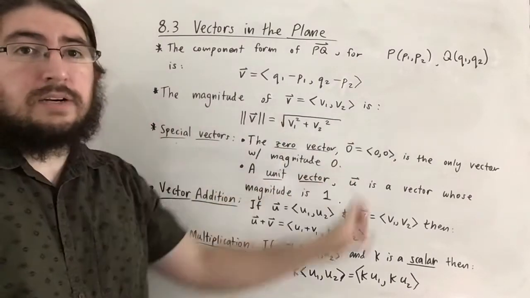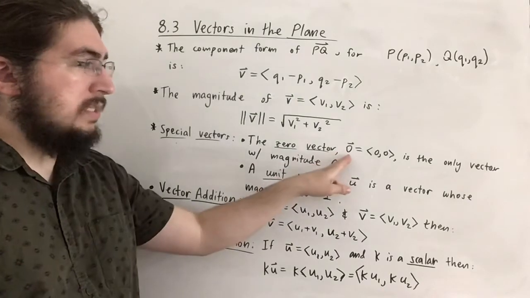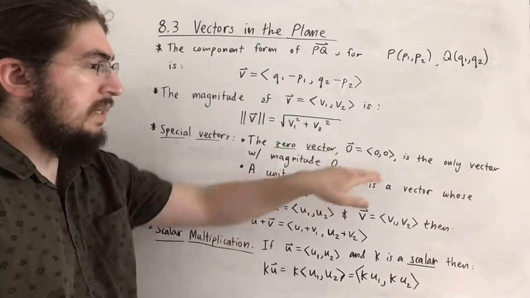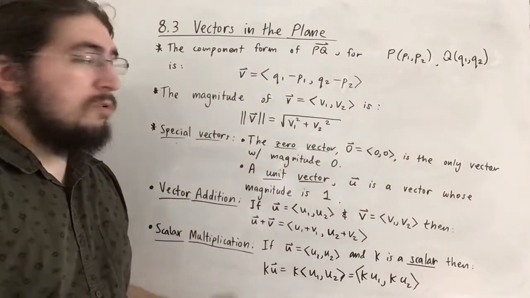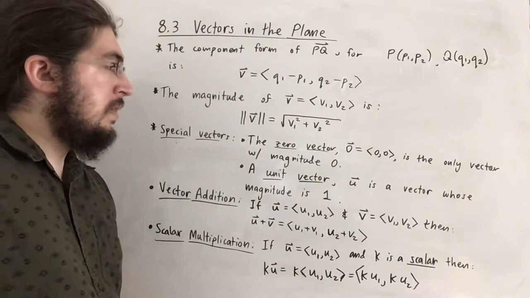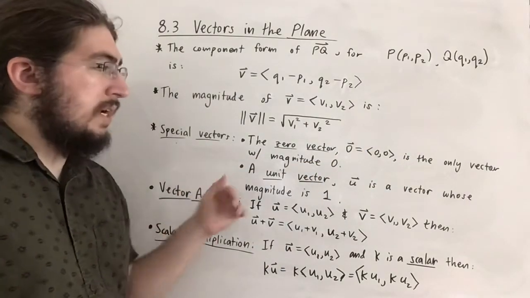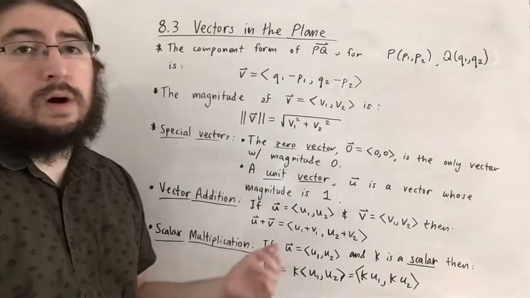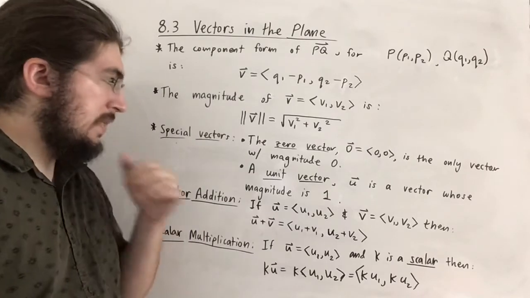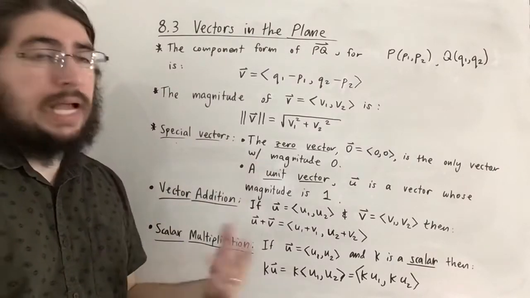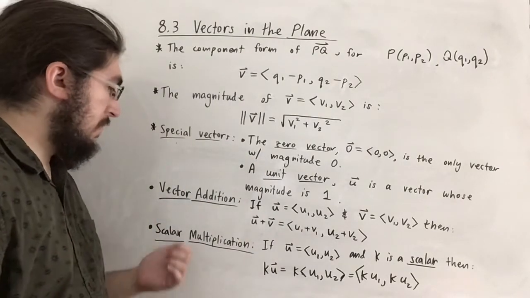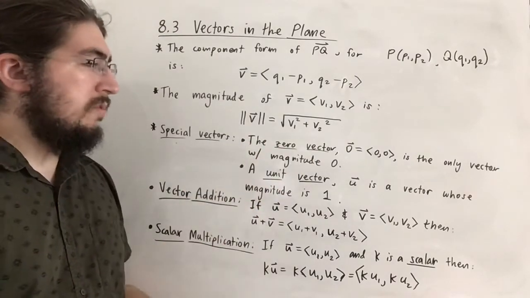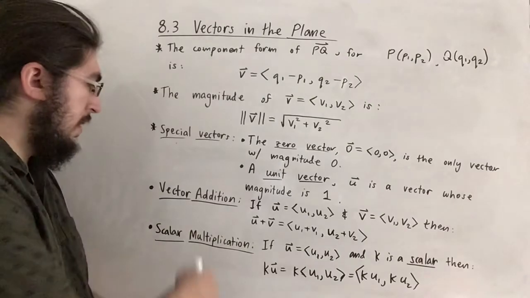And now we have these so-called special vectors. There's the zero vector. The zero vector is denoted 0 with the vector arrow on top of it, and this is the only vector whose magnitude is 0. A unit vector, let's call it u for unit, is a vector whose magnitude is 1. These are just special names for those vectors that have those magnitudes. But there are infinitely many unit vectors, and there's only one zero vector. That's something to think about.